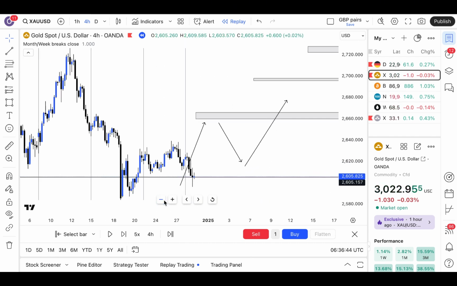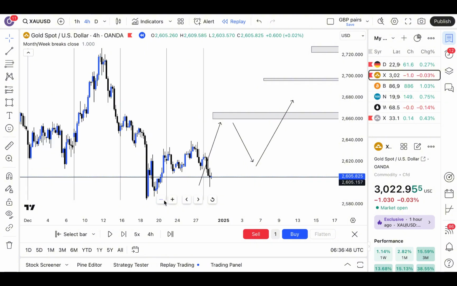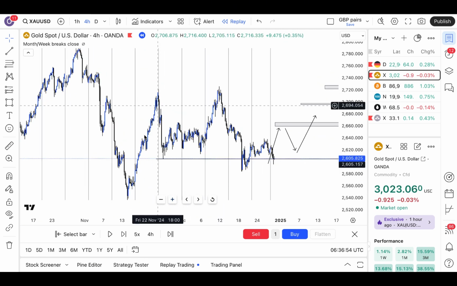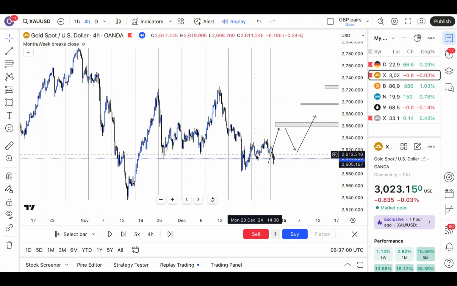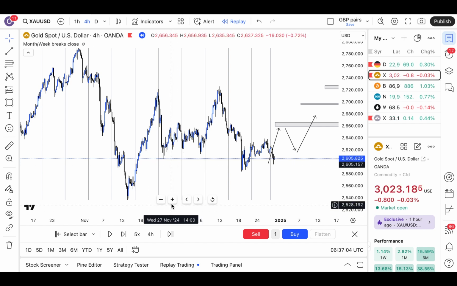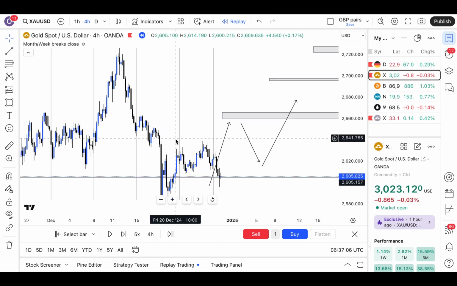So let me delete all of these things. Bear with me, guys. But you see what we can identify from here is that gold is on a very good uptrend, right? And then it made an equal low. It ranged around that level a bit, but it made an equal low. It didn't break the structure, it just made an equal low and ranged around that zone.